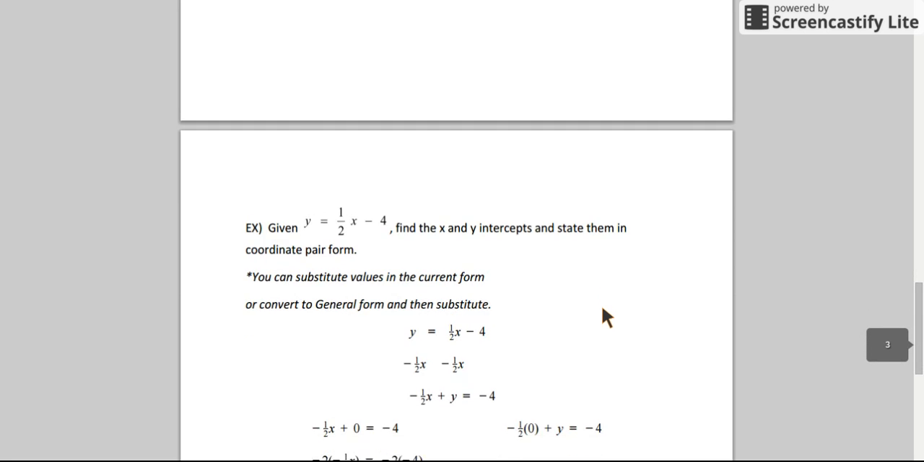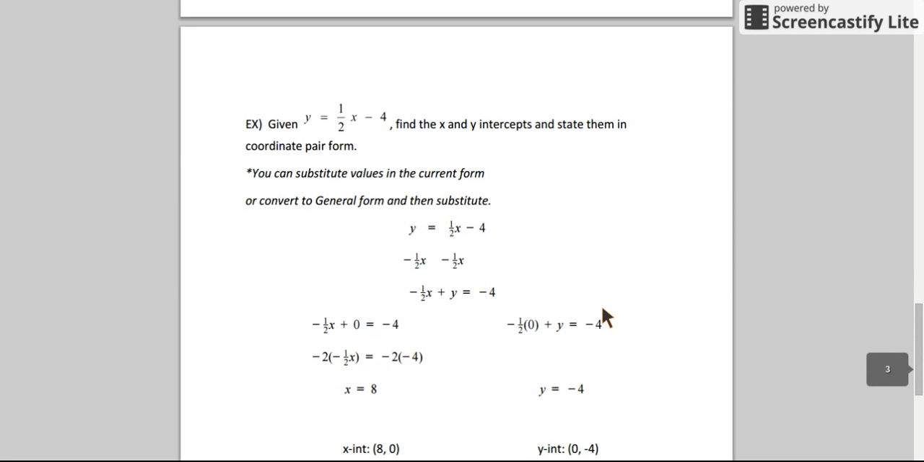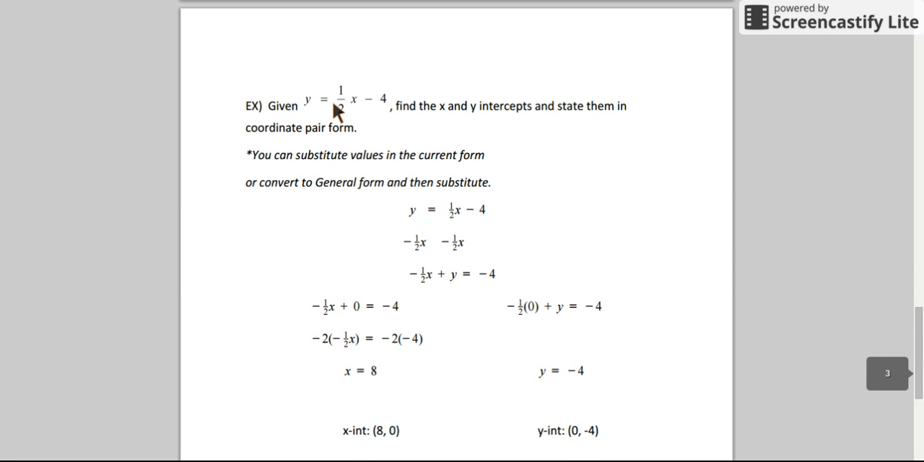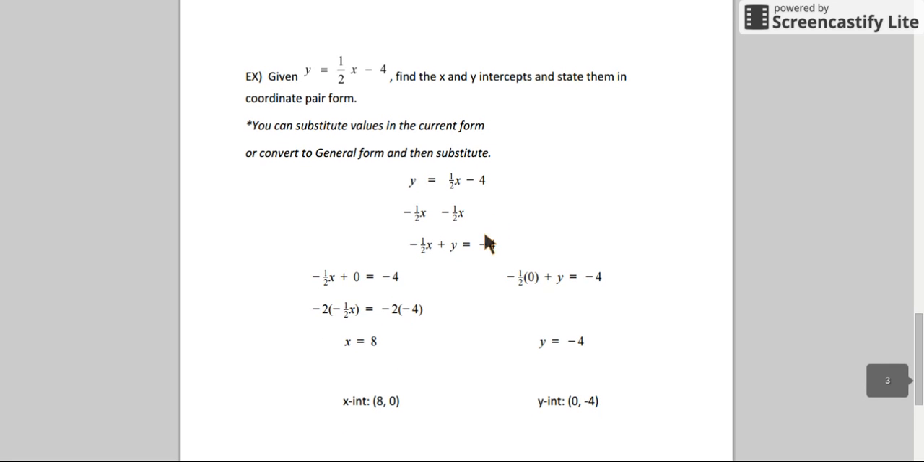One more example. What if it's not in general form? It is possible that we could just use the same techniques, substitute 0 for x and solve for y to get the y-intercept, or substitute 0 for y and solve for x to get the x-intercept. It's not necessary that we convert it to general form. It just makes it a little bit easier if it is in general form. But it is extra steps sometimes to get it to general form.